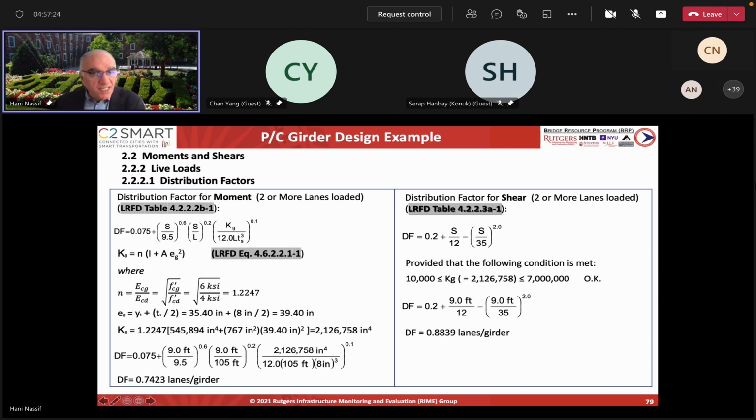But if you use your own finite element, for example, so you're coming with your own distribution factors, then the multiple presence factors have to be applied on top of that. Sometimes people would forget that. They say, oh, the finite element is giving me much less distribution. Well, because you're not multiplying by the multiple presence factors that are already embedded in these equations.